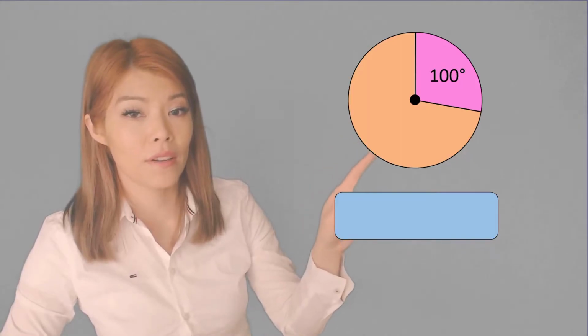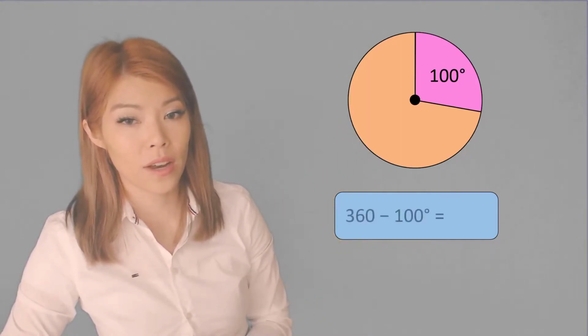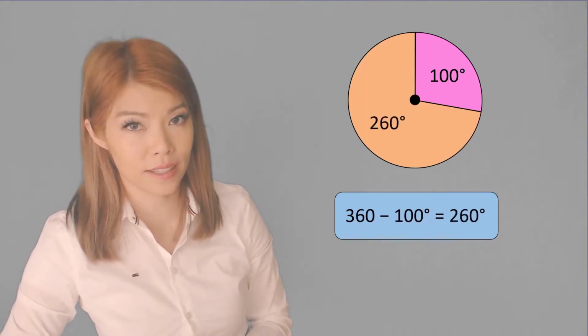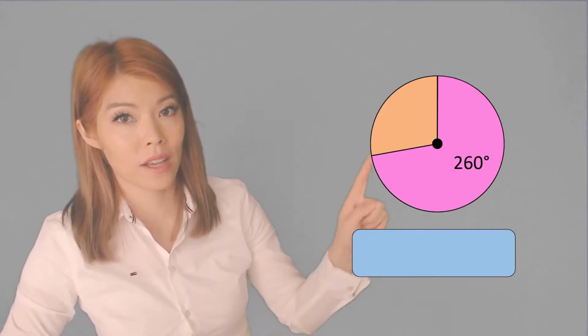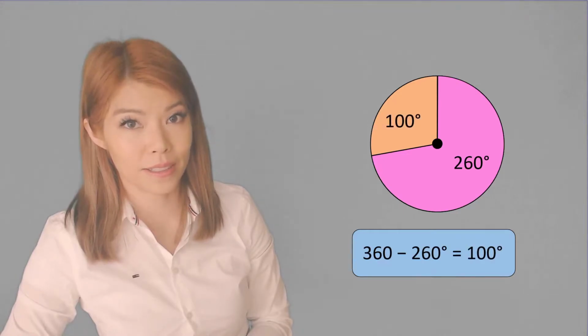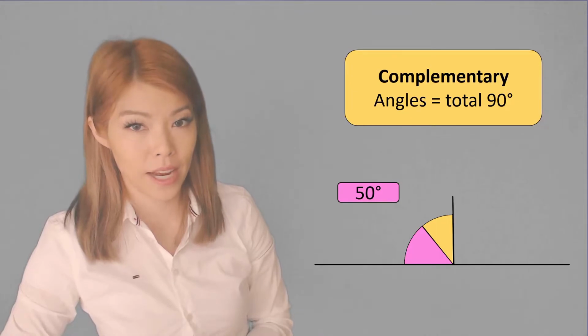Let's try another one. So here we have part of the circle to be 100 degrees, so the rest of it will be 360 take away 100 degrees, which is 260 degrees. One more. So this angle has 260 degrees covering the majority of the part, so the leftover from the 360 would be 100 degrees.